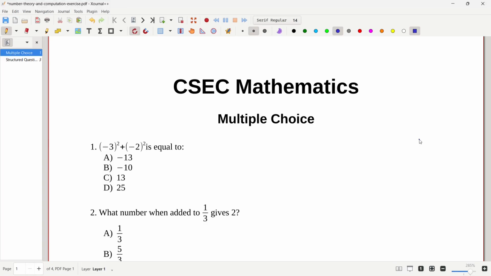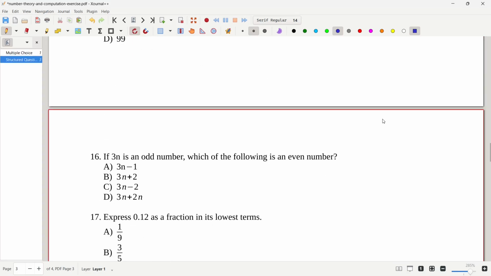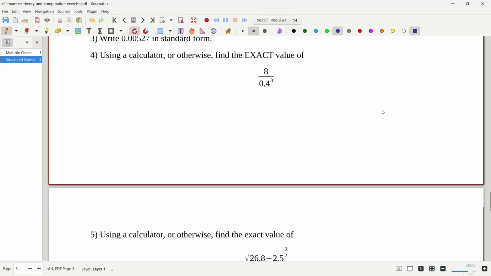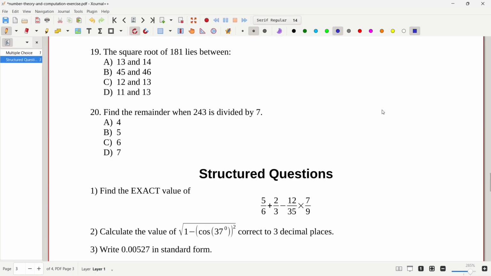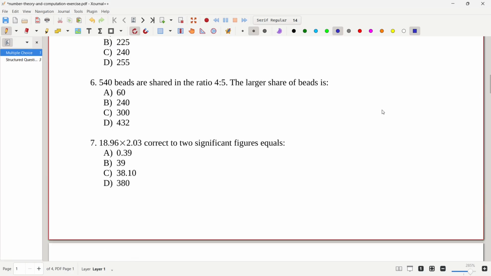Right, let's start this first practice session that we're going to do with CSEC Math, and the topic we're going to review is number theory and computation. The exercise I'm going to do is related to that topic, and everything in this multiple choice paper should be completed by you by now. If you can't complete it by now, then go along with me and try to understand how to solve the problems that are listed here.